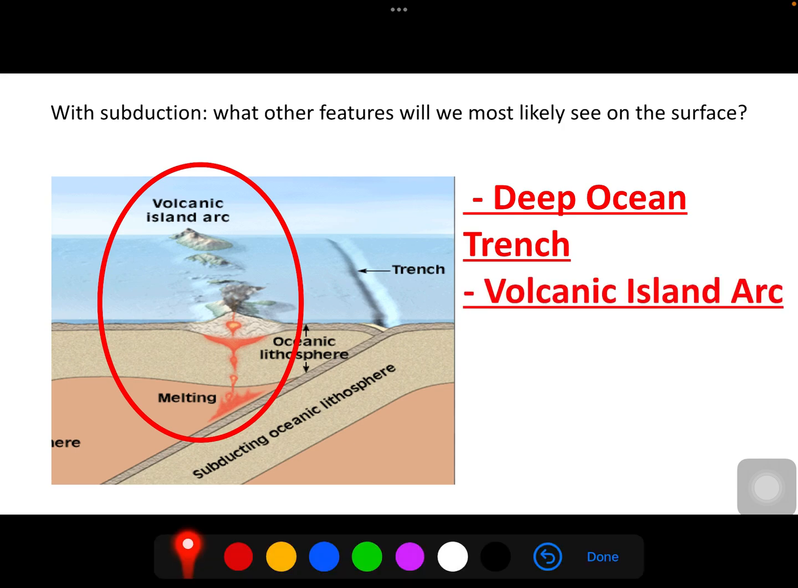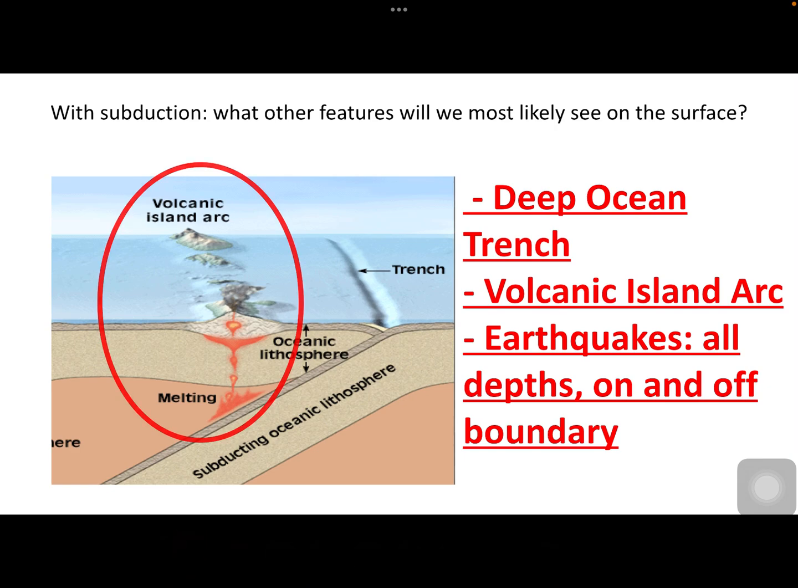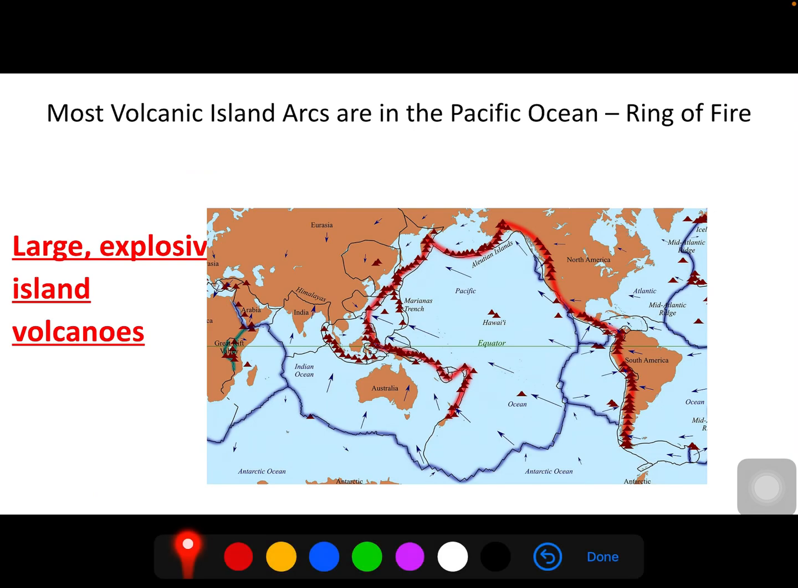Okay, we're going to create that deep ocean trench again, create islands, and the earthquakes, again, are going to be anywhere along this spot. So they can be shallow, they can be medium, or they can be deep. They can be on the boundary, or way out here off the boundary as well. Okay, so here's our earthquakes, and this produces very large explosive volcanoes.